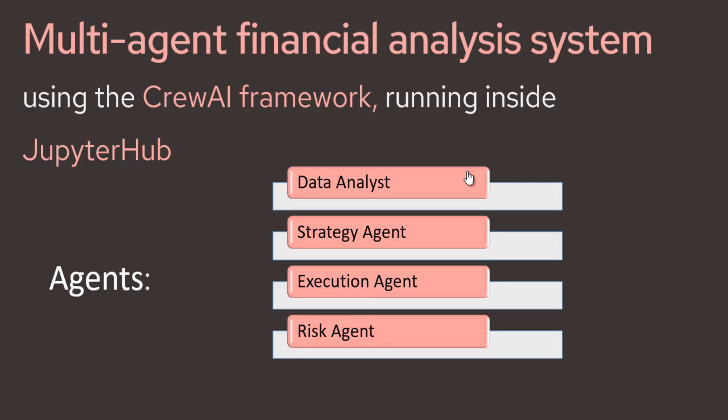So basically, we are going to have four agents in this demo, like a data analyst, which gathers stock data, a strategy agent, which suggests trading strategies, and after that we have an execution agent that plans how to enter and exit trades, and lastly we'll have a risk agent to check for risk and recommend controls. Okay, so we will use the crew as a hierarchical process where a smart manager delegates tasks to the right agents based on their skills.